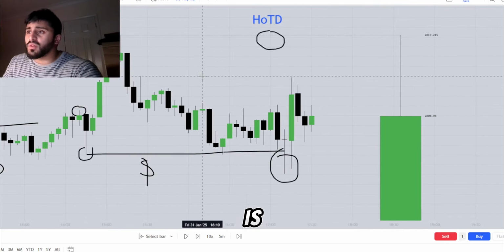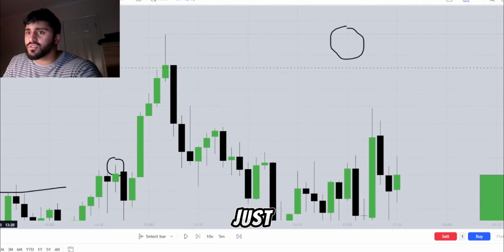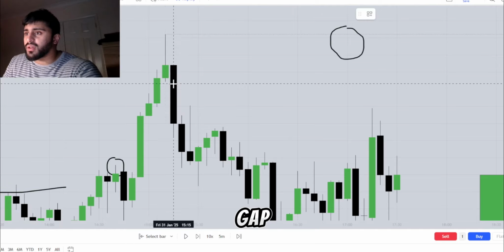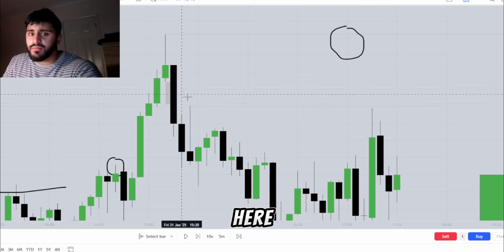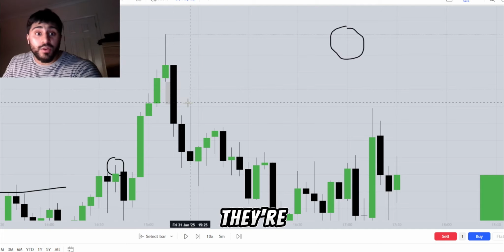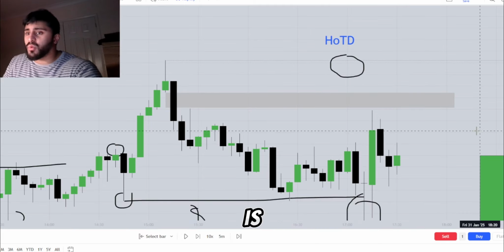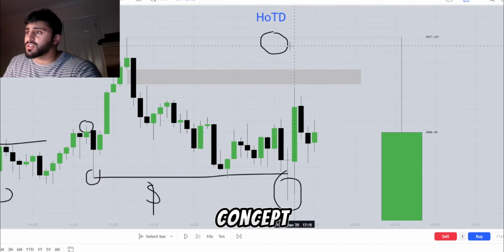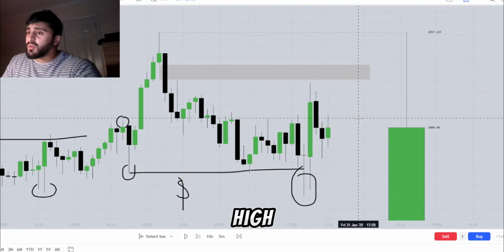Our step number two is we're looking for a fair value gap, right? The fair value gap itself is just over here. This is our fair value gap. Notice how we have the wick over here and the wick over here. They're not touching, and so this is an inefficiency. Fair value gaps are one of the most important concepts from ICT. It's probably the most important concept when it comes to finding high probability trades, right?